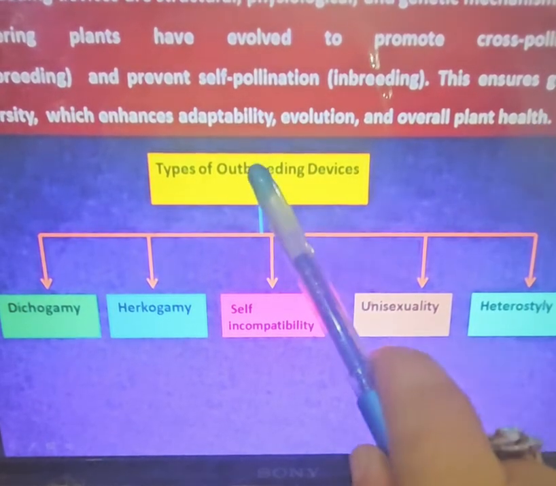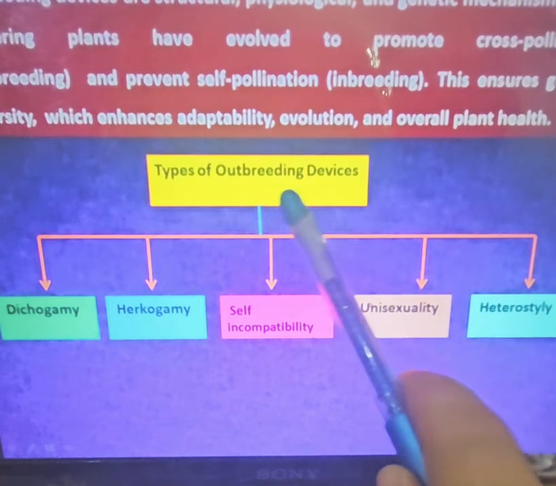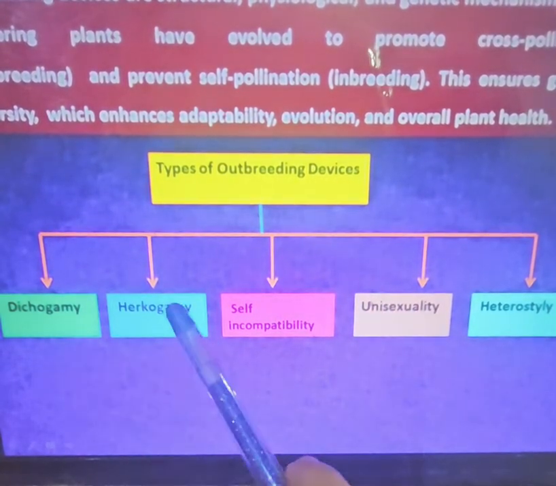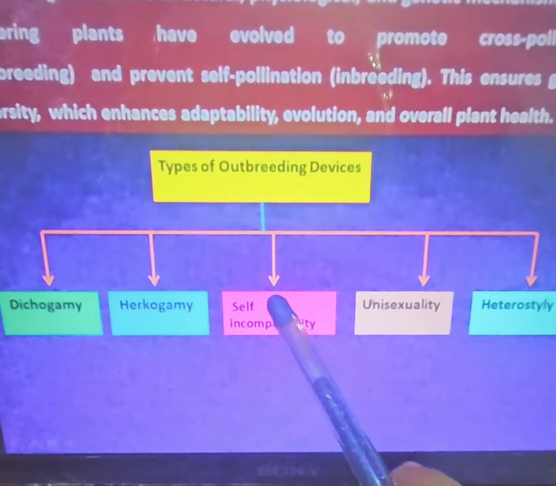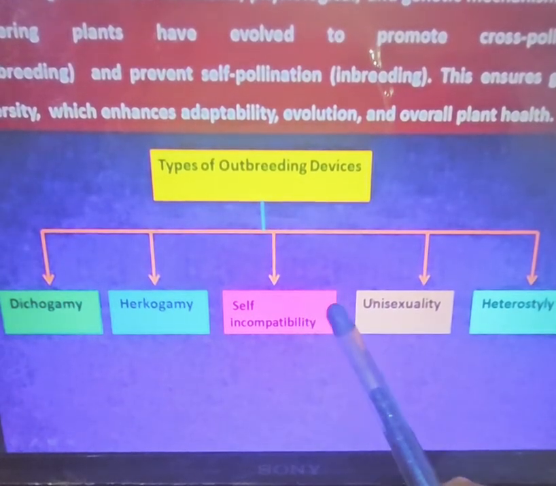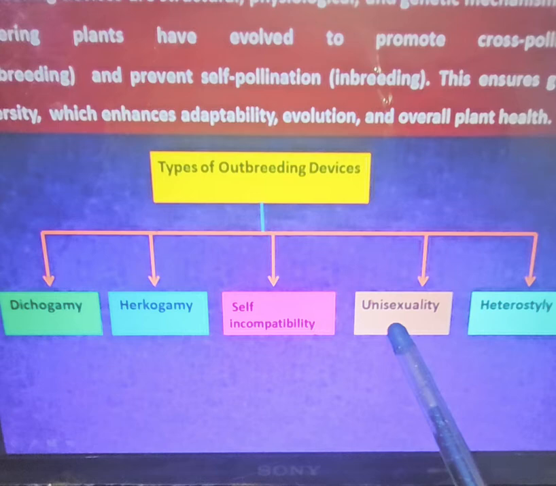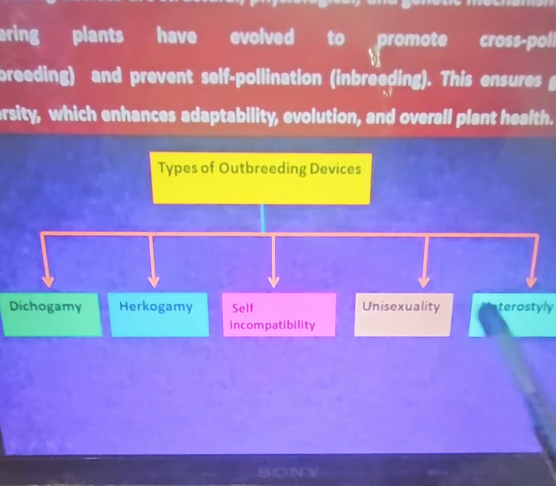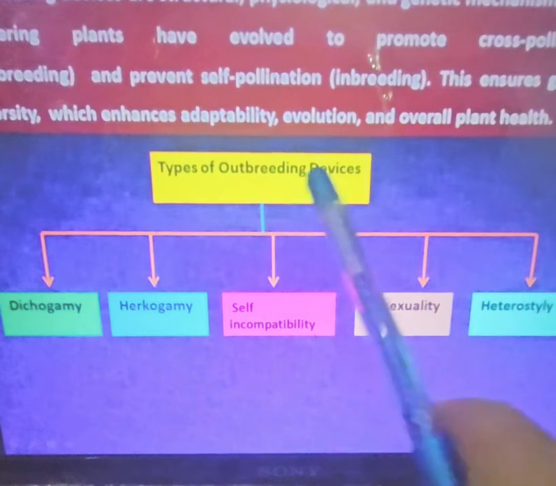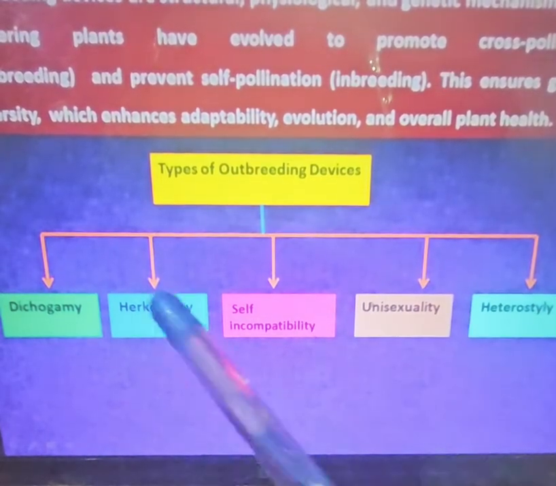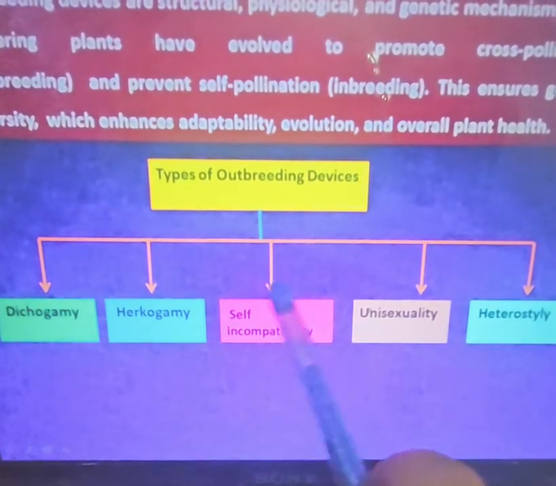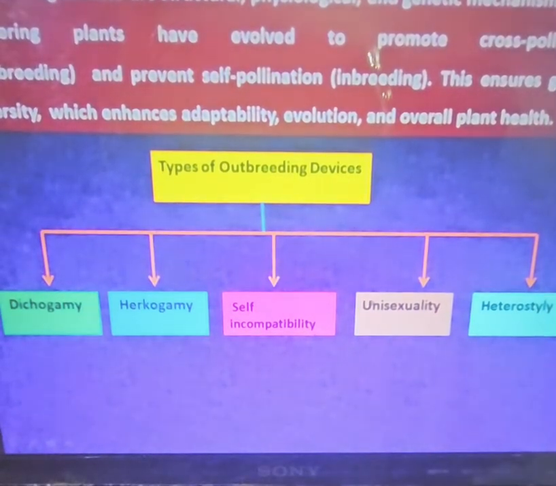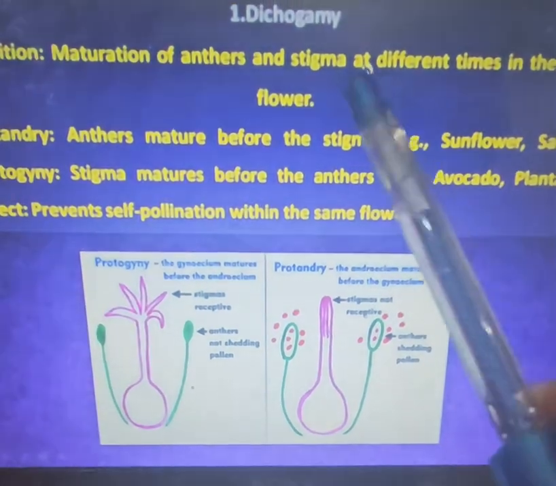Okay. Now we have with us many of the outbreeding devices. The first device is dichogamy, the second one is hercogamy, third one is self incompatibility, fourth one is unisexuality, and fifth one is heterostyly. We have 5 types of outbreeding devices. Now I will be explaining all of them to you one by one. First I will be dealing with dichogamy. So let us move towards dichogamy.